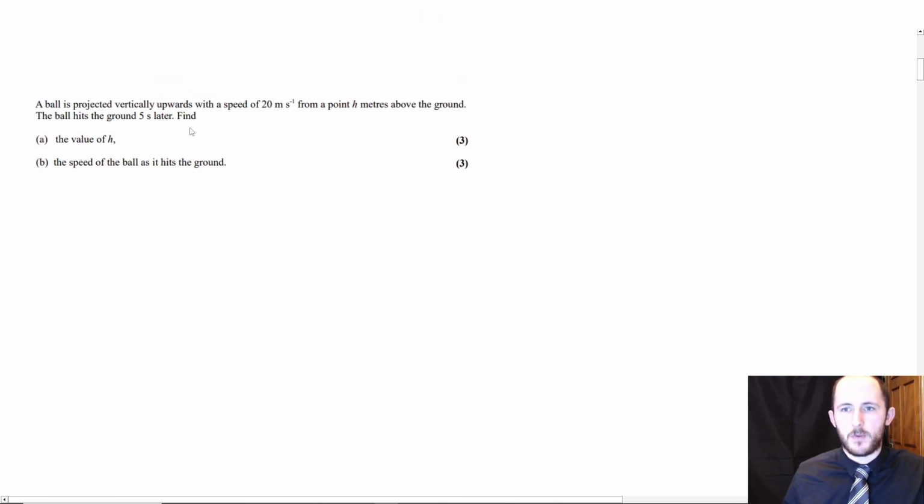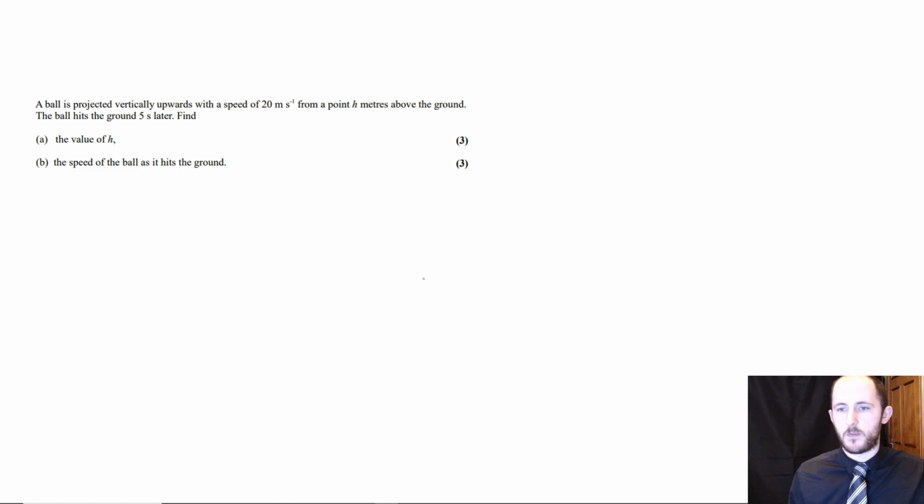So, we're going to start off with a pretty tricky question. It says, a ball is projected vertically upwards with a speed of 20 meters per second from a point h meters above the ground. The ball hits the ground 5 seconds later. Find the value of h and the speed of the ball as it hits the ground.